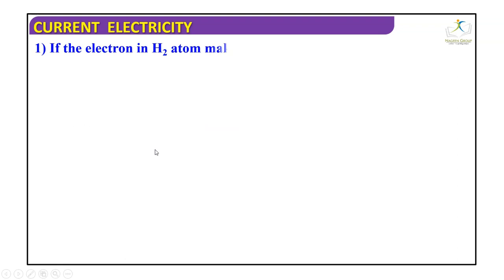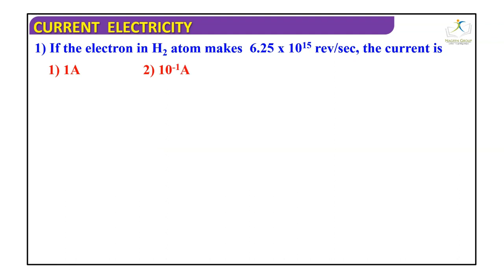The first question is, if the electron in H2 atom makes 6.25 × 10^15 revolutions per second, the current is 1 ampere, 10^-1 ampere, 1 milliampere, or 1 microampere. So let us see the solution of this question. You take your own time, just pause the video and try to solve by yourself.